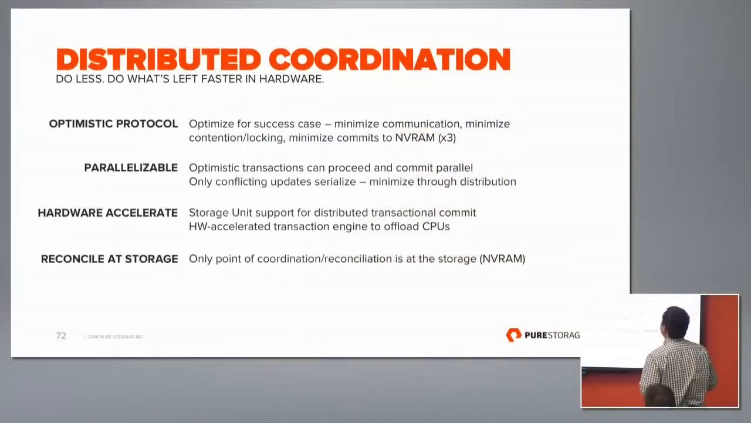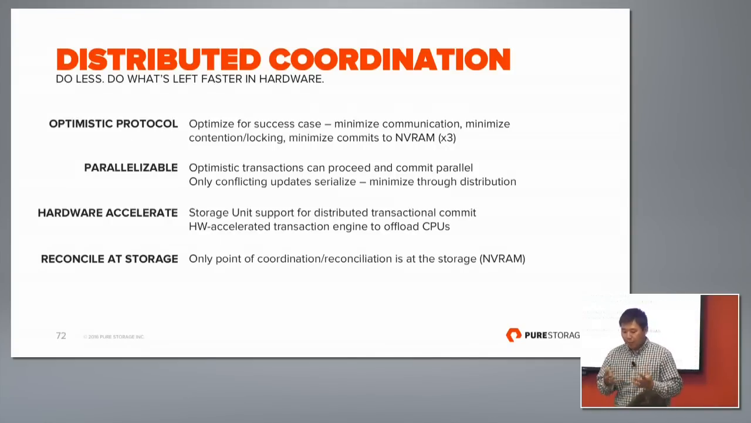So, at a high level, if I boil down our approach to handling the distributed coordination problem, it's really two-phase, right? First, we aim to do less. We want to create a protocol that just does less work, has fewer messages back and forth, fewer trips to persistent storage, and whatever's left that has to be done, well, we want to find a way to accelerate that.